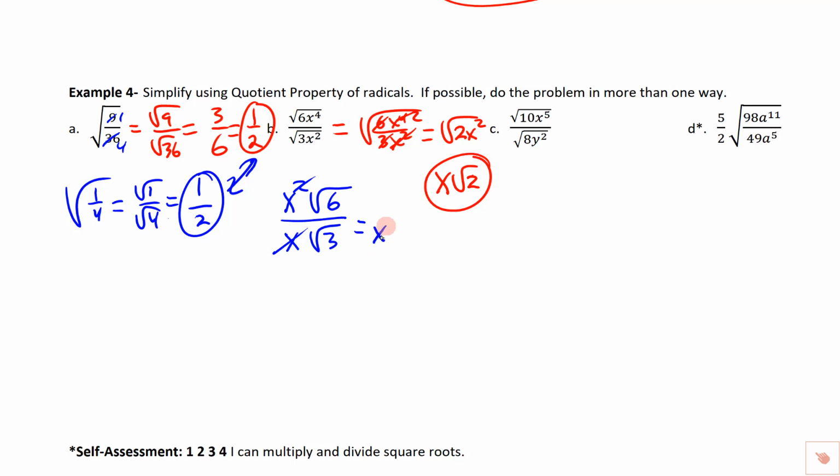So what I end up with is x, and then I've got radical 6 over radical 3. But remember, let's write this as one single radical. This would be radical 6 over 3. Those cancel to be a 2, so we end up with x radical 2 either way. Okay, so lots of different ways to do this. You don't have to do it in more than one way, but it is kind of interesting if you try that. So let's take a look at the next one.